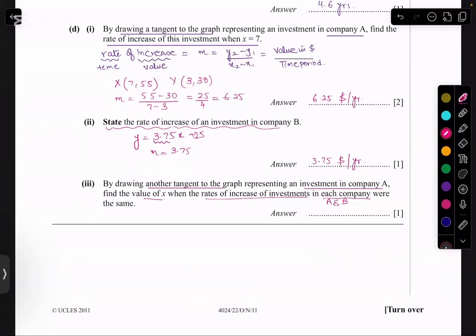अब हमें वो वैल्यू चाहिए है, एक्स की वो वैल्यू चाहिए, like we want to see कि कंपनी ए में 3.75 इन्वेस्टमेंट रेट कब होगा. This is what the question is actually asking us. कंपनी बी का तो हमें पता है it has a constant value, it is 3.75 throughout. At any year time, it's going to be 3.75. मगर कंपनी ए के लिए $3.75 per year किस वक्त होना है?